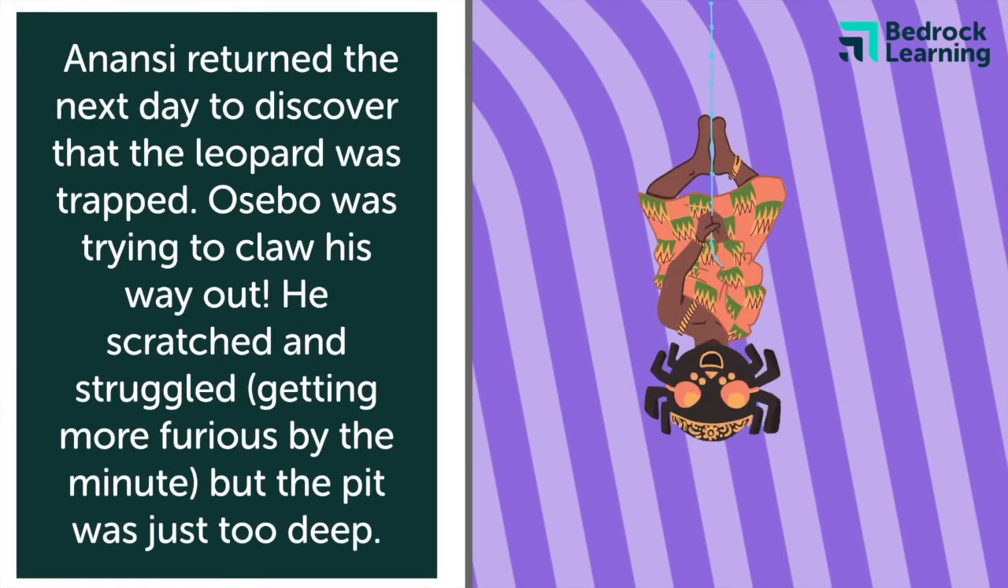Anansi returned the next day to discover that the leopard was trapped. Osebo was trying to claw his way out. He scratched and struggled (getting more furious by the minute), but the pit was just too deep. Here, you can see that the brackets are used at either end of the additional information, or parenthesis. And actually, did you know that brackets are sometimes called parenthesis?